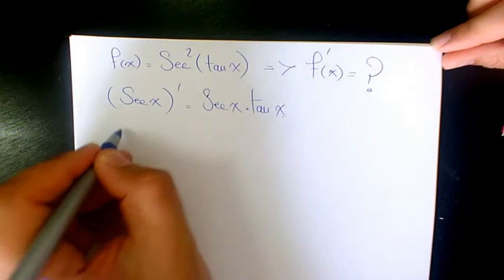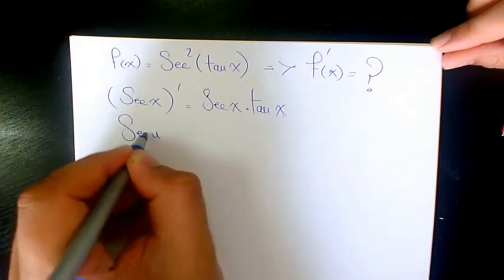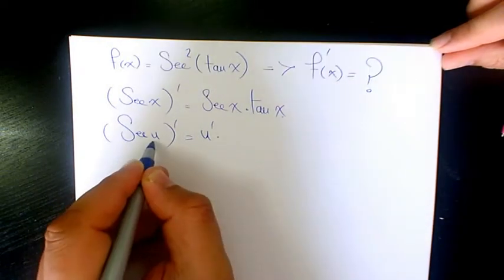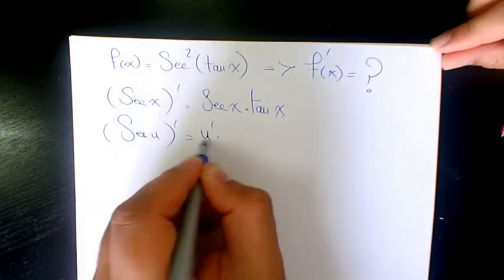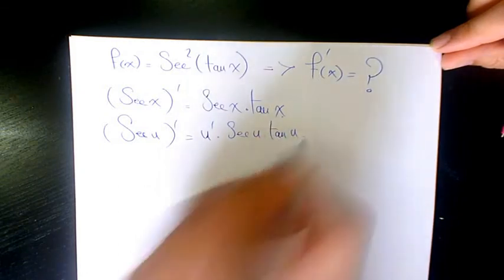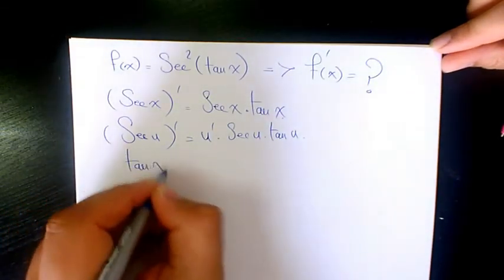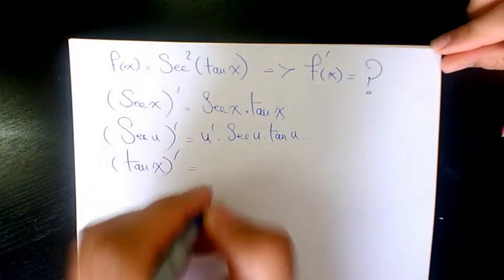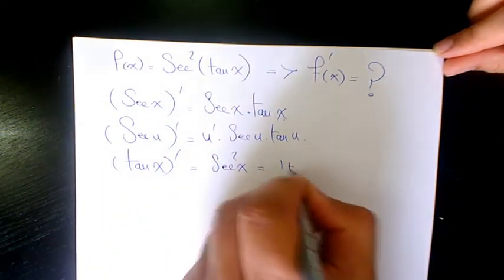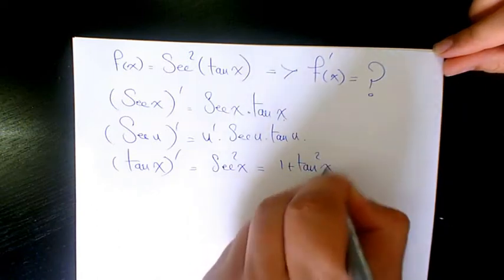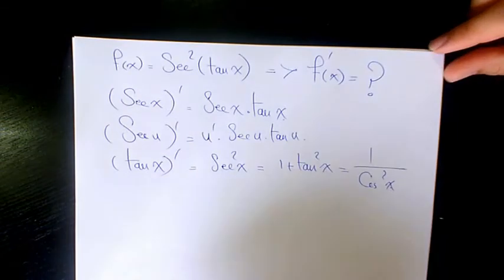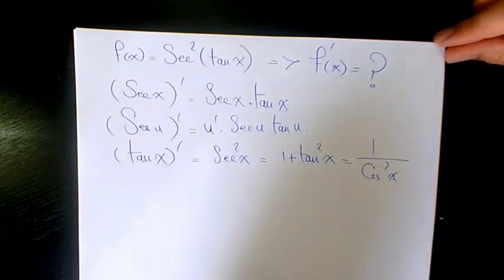The derivative of secant u, if u is a function of x, is u prime times secant u times tan u. And the derivative of tan x is secant squared x, or 1 plus tan squared x, or 1 over cosine squared x. So let's go back to the question and solve it.